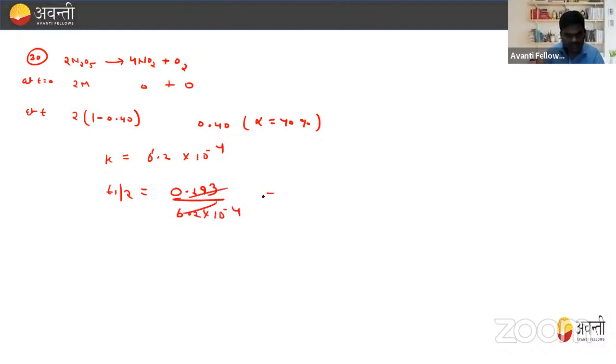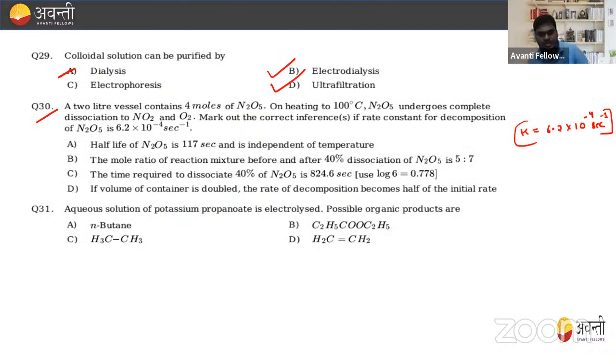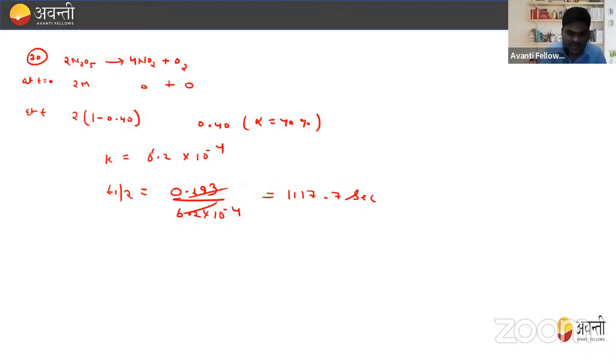This comes out to be 1117.7 seconds. I hope you understand this thing. So the time required is 40% of this, this many seconds. So whether it comes or not, yes, definitely.